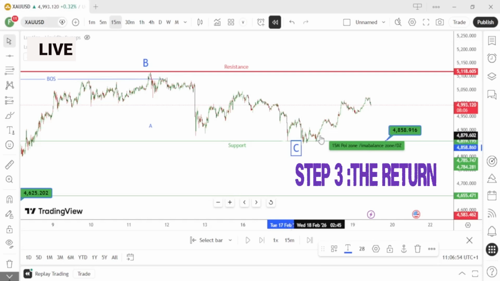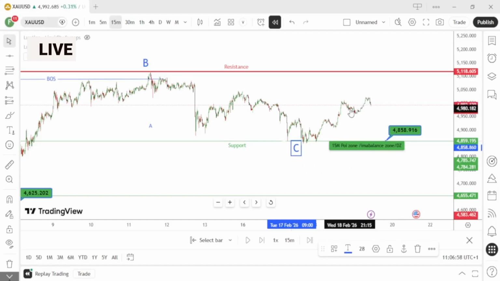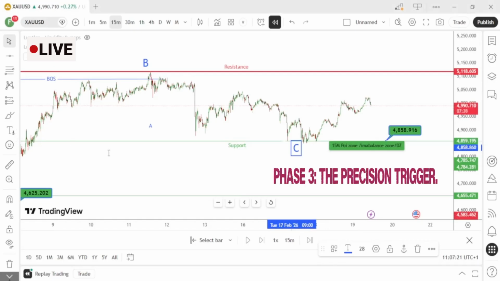Step number 3, the return. Price pulls back into the imbalance it just created. That fair value gap, that is where precision lives. Not the first touch, not the sweep. The return after displacement. This is what I call the C-leg timing sequence.